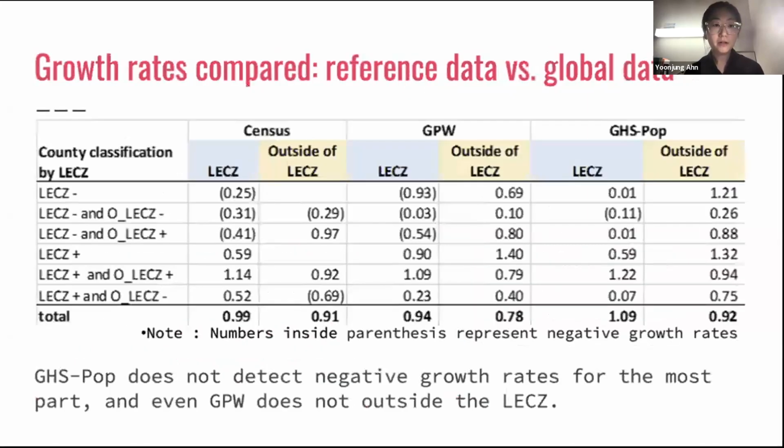And we compare this growth rate with census data, GPW and GHS-POP. The numbers inside the parentheses represent negative growth. So as you can see from the table, GHS-POP does not detect the negative growth rate for the most part. And even GPW does not detect it outside of LECZ.